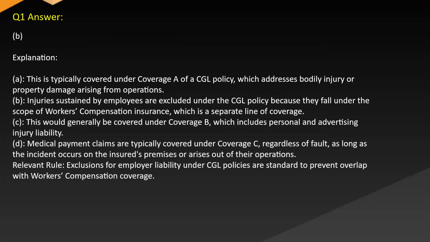Answer B. Explanation. A. This is typically covered under Coverage A of a CGL policy, which addresses bodily injury or property damage arising from operations. B. Injuries sustained by employees are excluded under the CGL policy because they fall under the scope of workers' compensation insurance, which is a separate line of coverage.